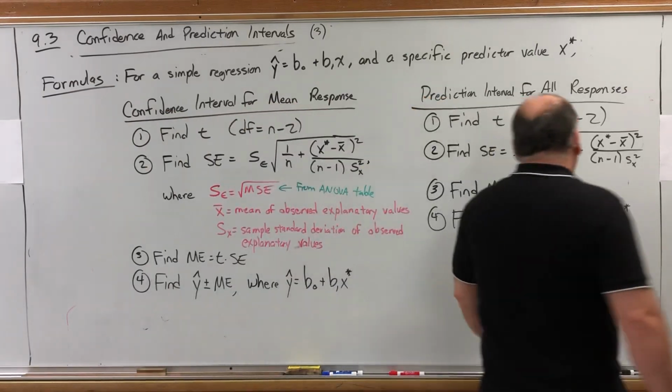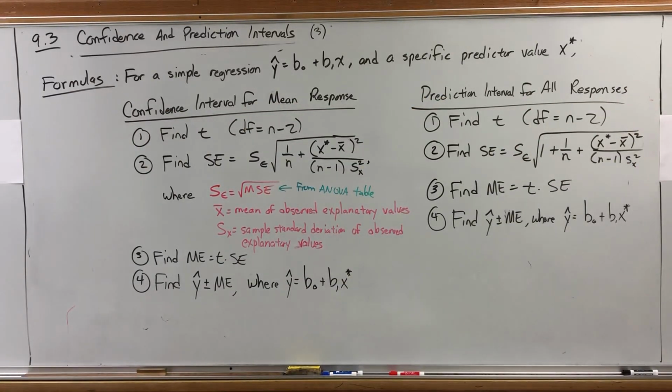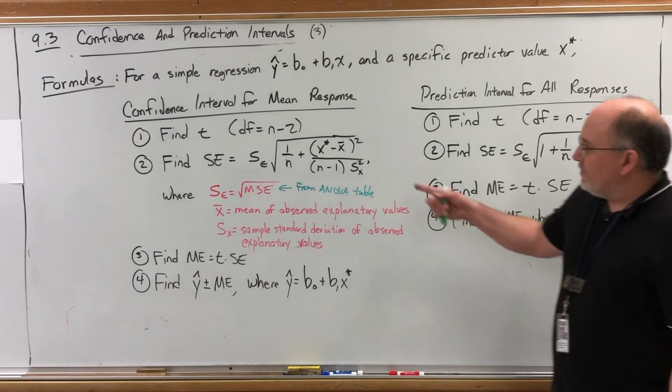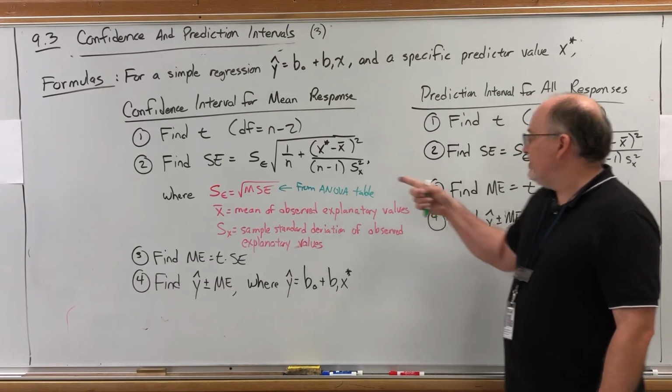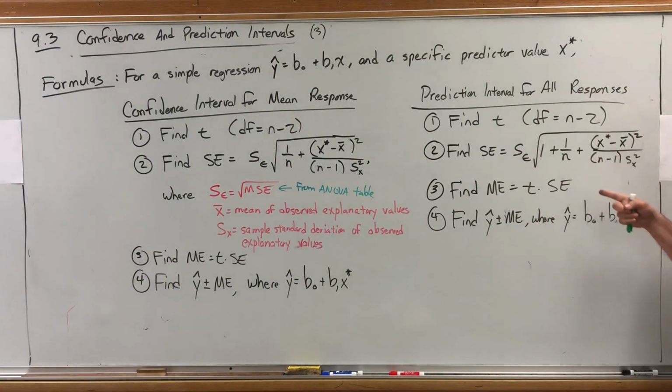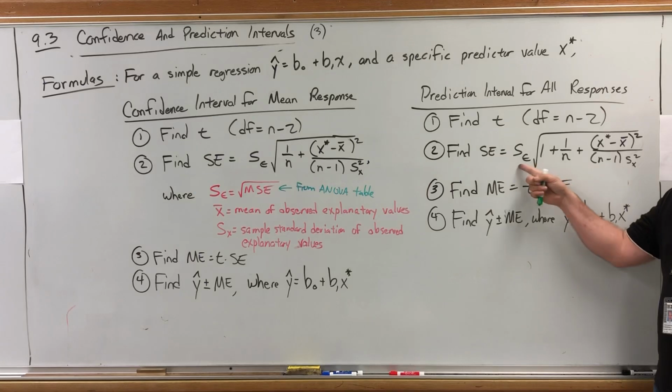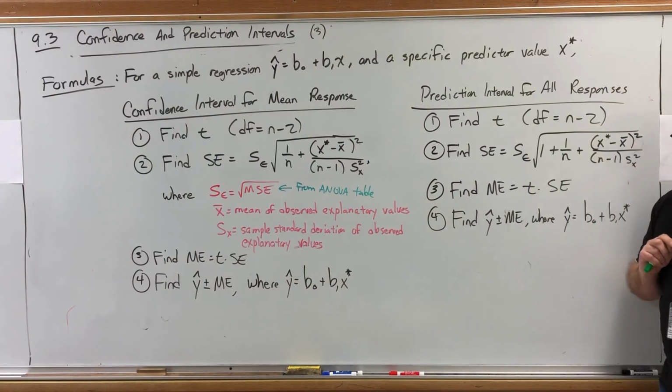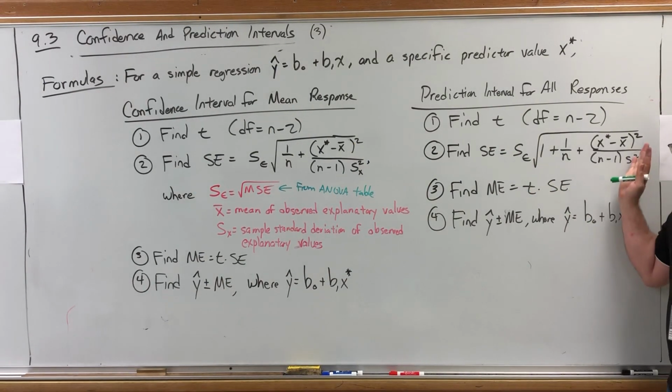For a prediction interval, you do almost exactly the same thing. You have to look really closely to see the difference between the two. I'll give you a hint. It's in the standard error formula. Do you see it? The only difference between the standard error formula for the confidence interval for a mean response versus the prediction interval for all responses is that under the square root, there's a 1 plus. Everything else is the same.